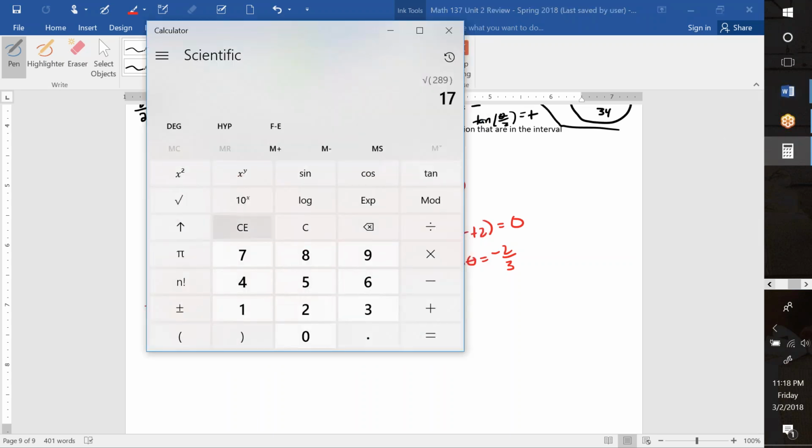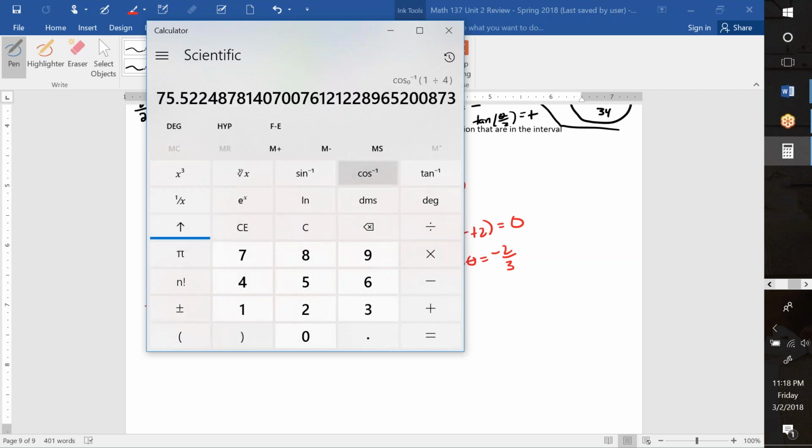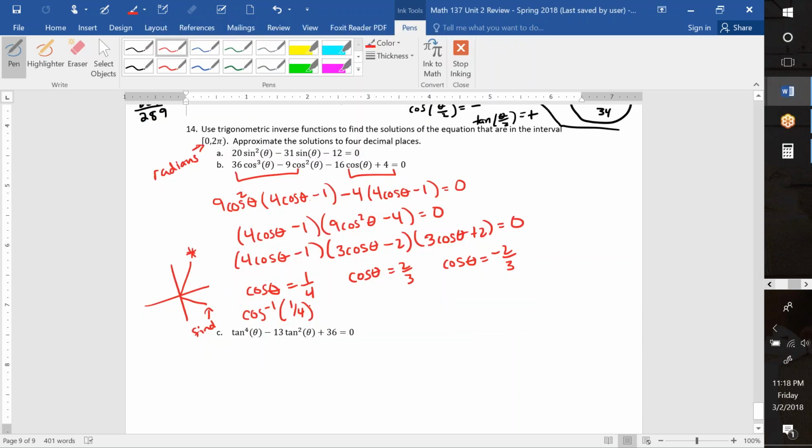So cosine inverse of 1/4, so 1/4 and then cosine inverse. And I want to be in radians, so let me do that again. See, very important. So 1 divided by 4 cosine inverse, that's 1.3181. Okay, so that's the quad 1.